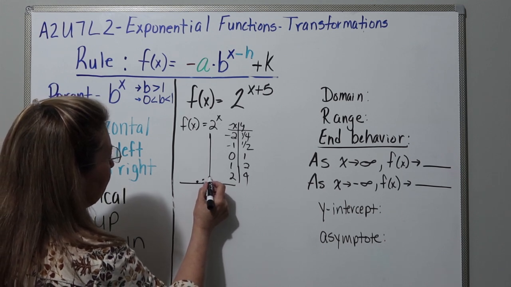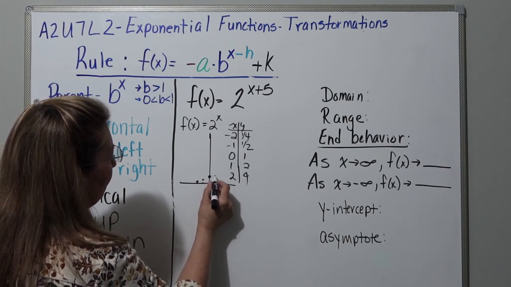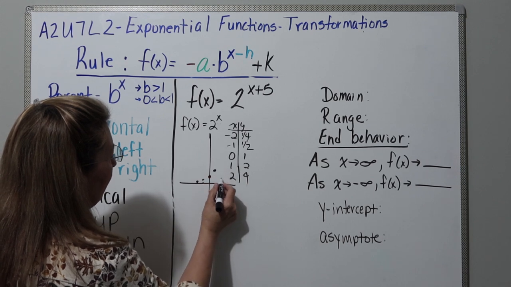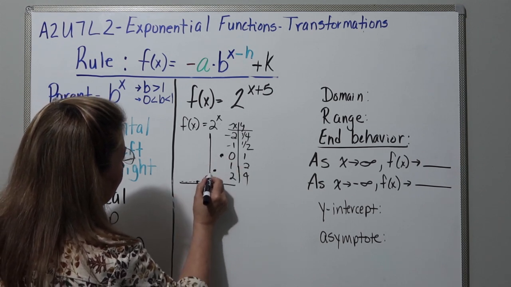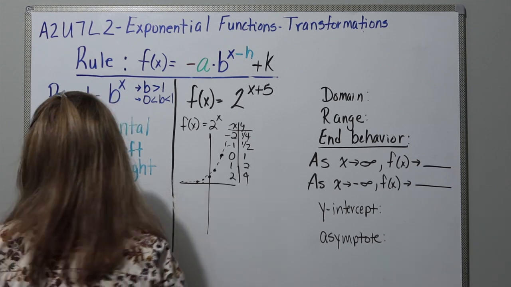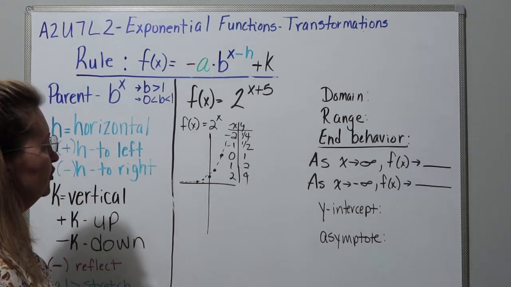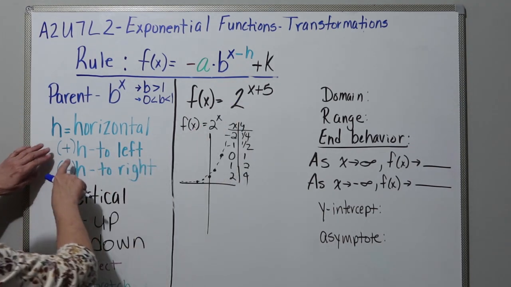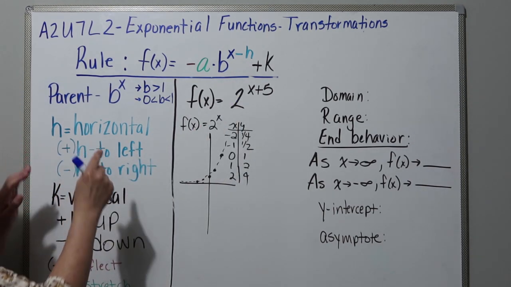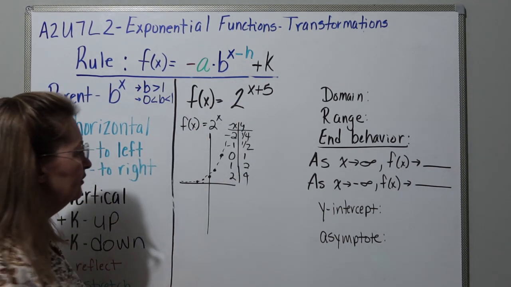0 and up 1, over 1 and up 2, over 2 and up 4. It's going to be like this, and this is just a rough idea of it. Now let's apply this transformation. So it is going to shift, like I said, this is a horizontal shift to the left 5 units.